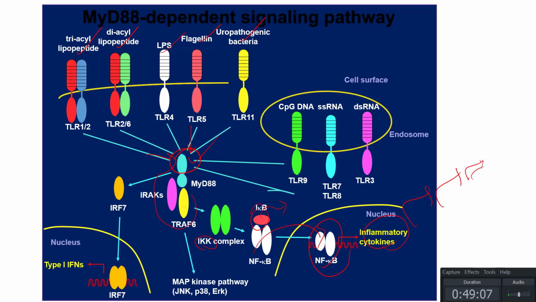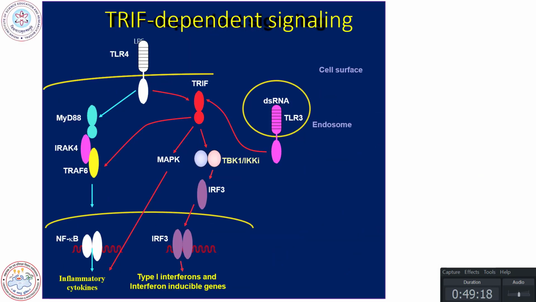Or else IRF7 will be activated alone, then that IRF7 also goes and binds to certain gene regulatory regions, then it synthesizes type 1 interferon in the nucleus.